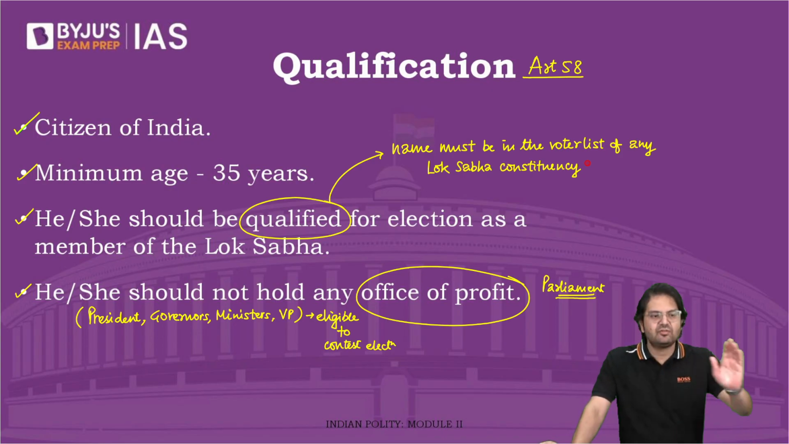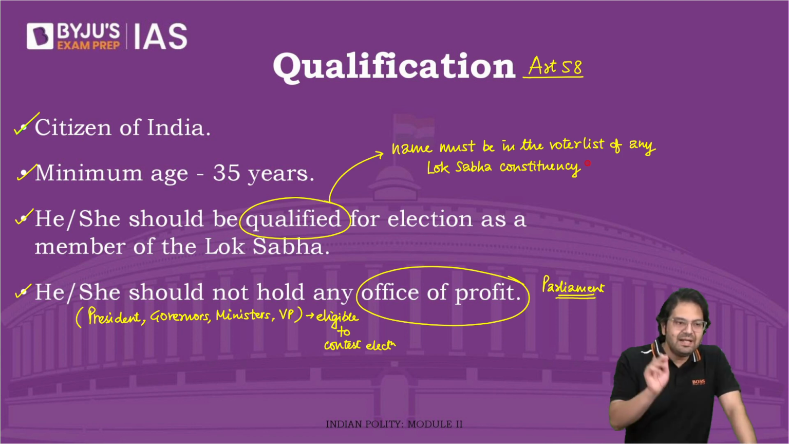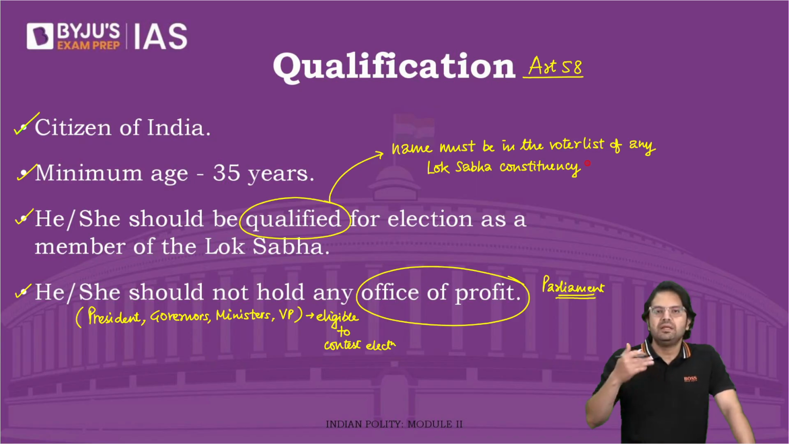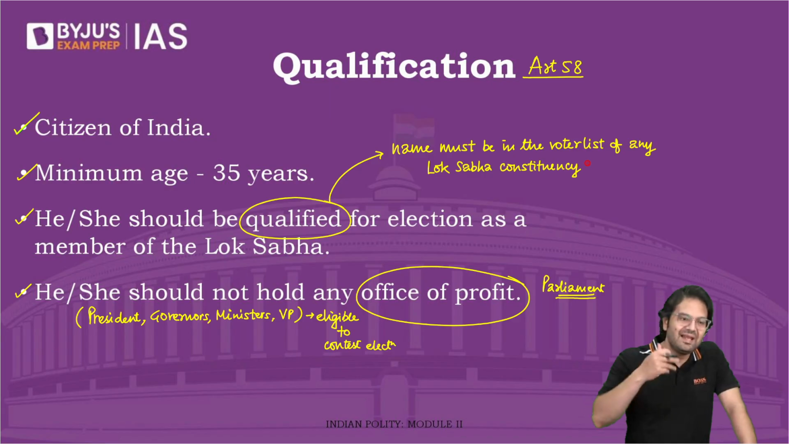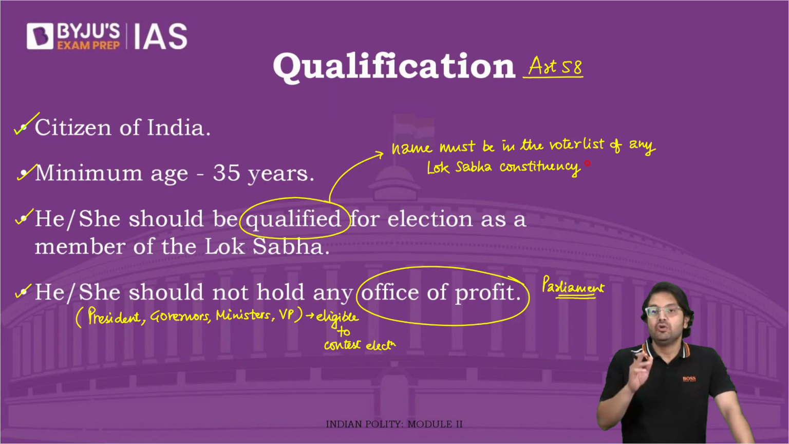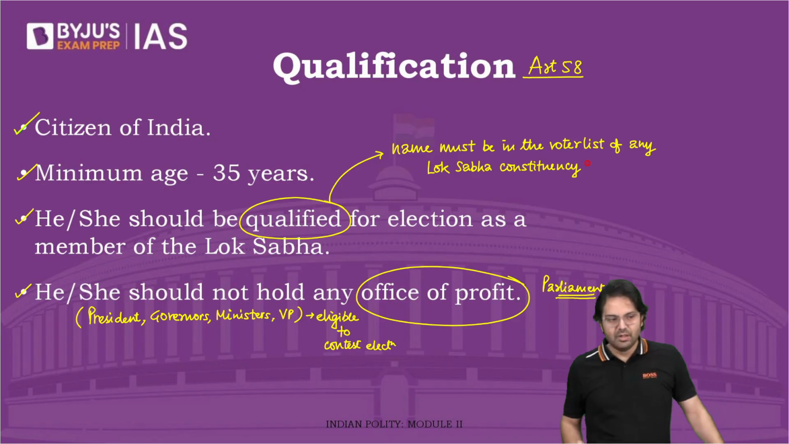Article 58 mentions all these things. I am repeating once again that he should be qualified to be an MP of Lok Sabha. Don't assume that he should be an MP of Lok Sabha. Are we clear? He should only be eligible to be an MP of Lok Sabha, should not be an MP of Lok Sabha. They are two different things. I hope I have made my point clear. Okay.